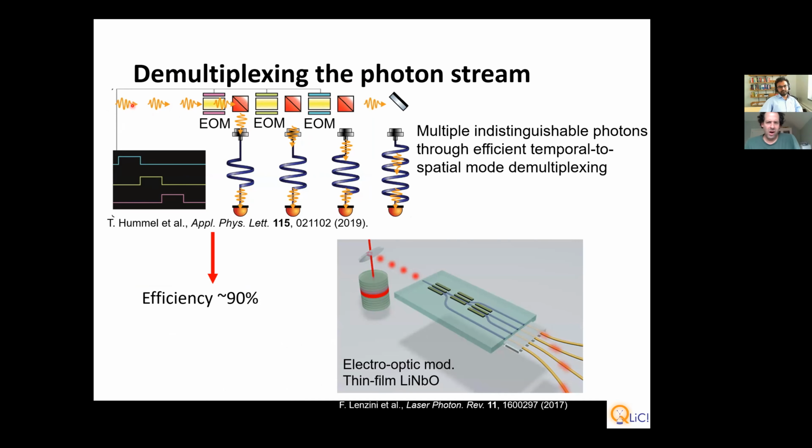So the first photon is let through all the way through the switches, and then it ends up at this long fiber loop. The second photon is switched by the first switch into this second longest fiber loop. The third photon is switched into the third longest fiber loop, and so on and so forth. By doing that, we can ensure that all the photons arrive at these different spatial modes together. I can do this super efficiently, with a per-channel efficiency close to 90%.